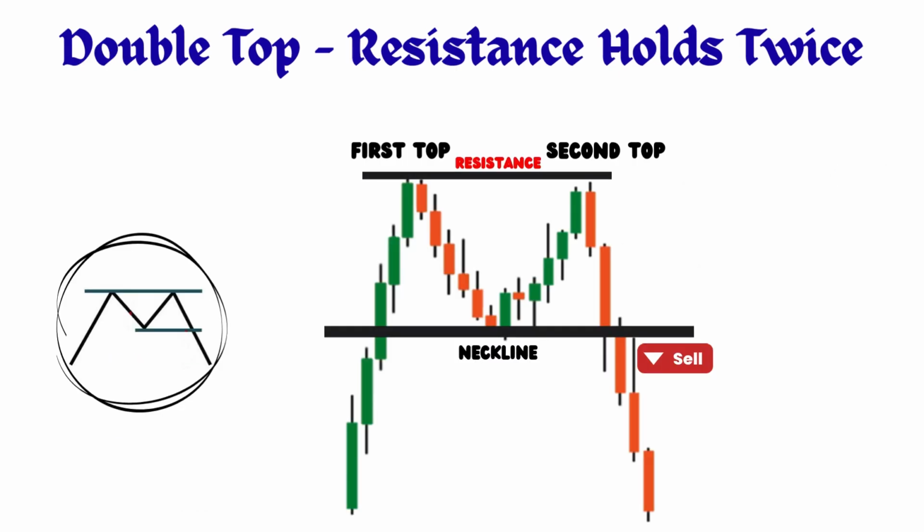A double top shows buyers couldn't break past resistance twice. The peaks are similar in height, forming an M shape. Once price breaks the neckline, it confirms the reversal. Sellers gain control and push the trend down. Look at how this double top pattern broke down cleanly.